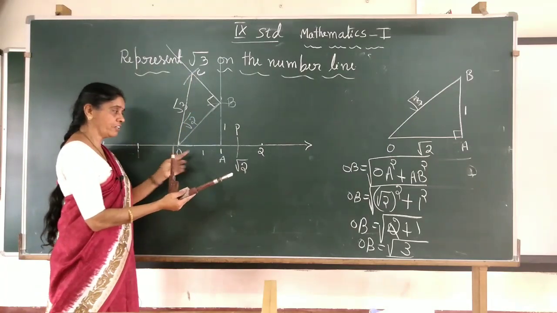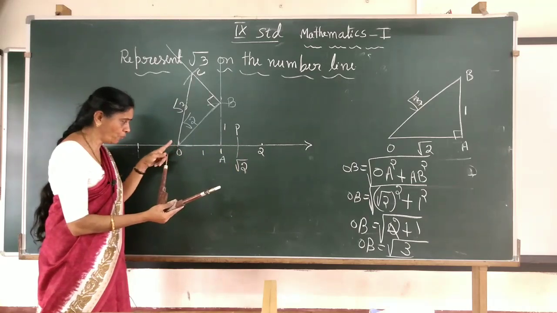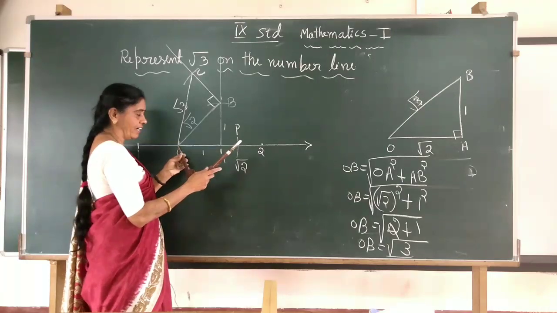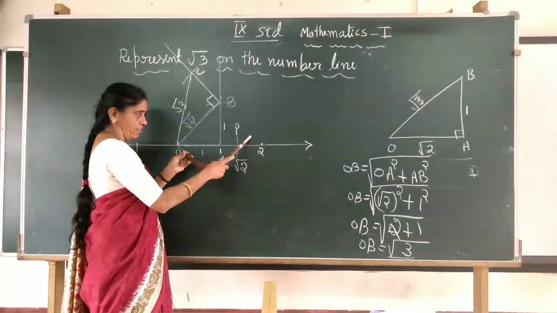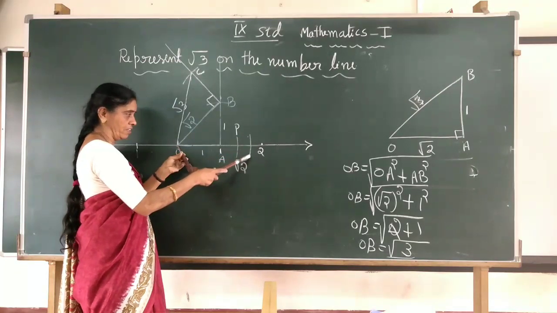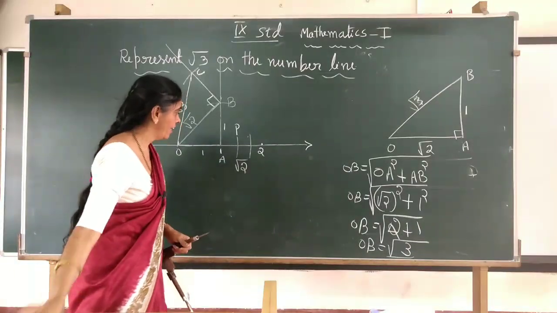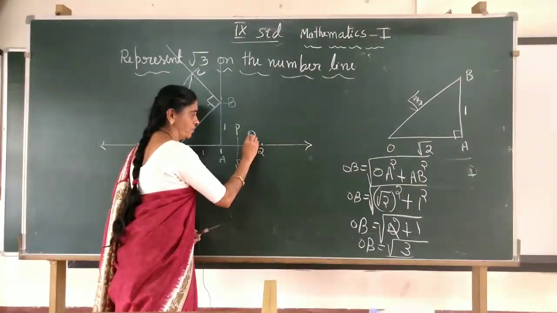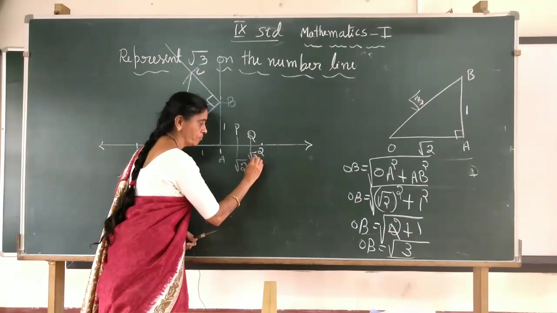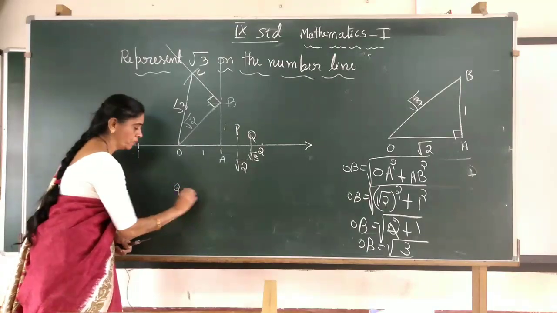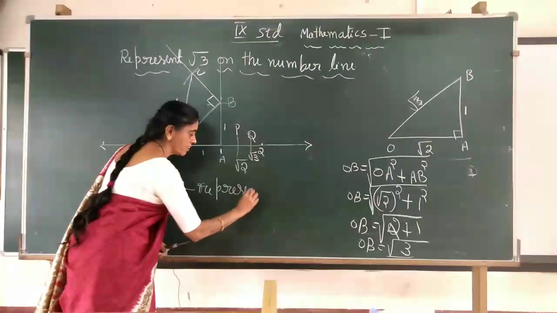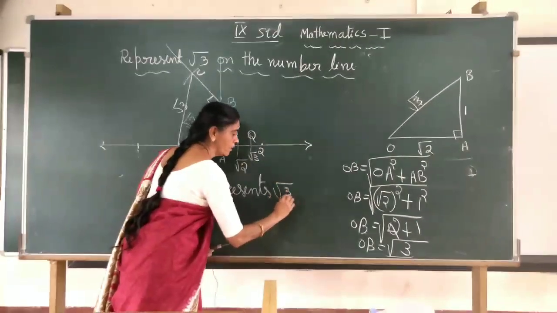Where to keep this one? Not here, not here. At O only, at 0 only we have to keep. So I kept it here, one leg, and another this one. You should draw the arc. You should be steady. Now this is a new point. I will mark it as Q point. Now what is the position? Here, square root 3. So this point Q represents square root 3 on the number line.